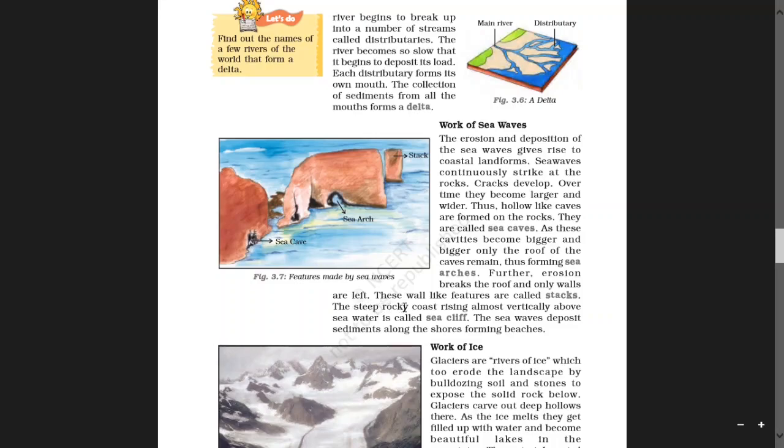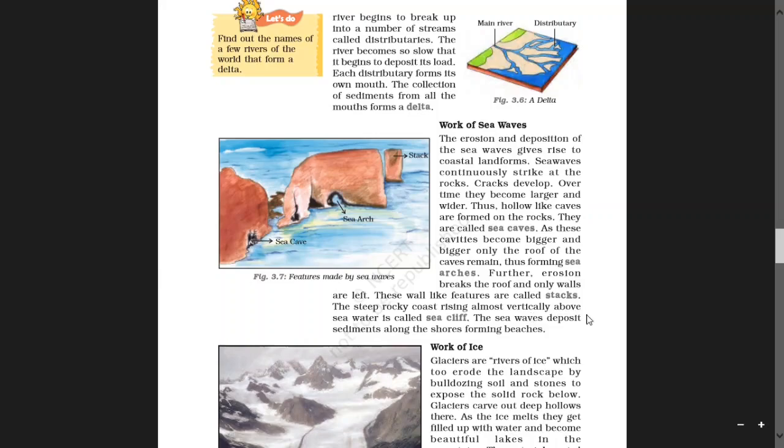The steep rocky coast rising almost vertically above seawater is called a sea cliff. All these terms, boys, you have to know.